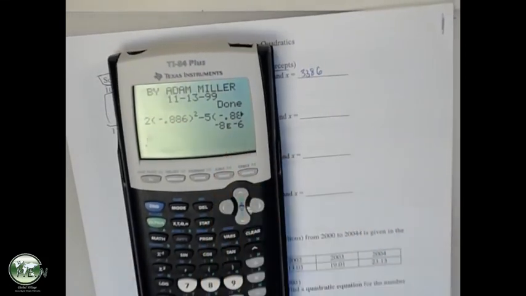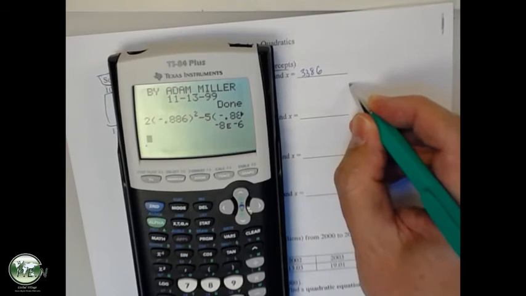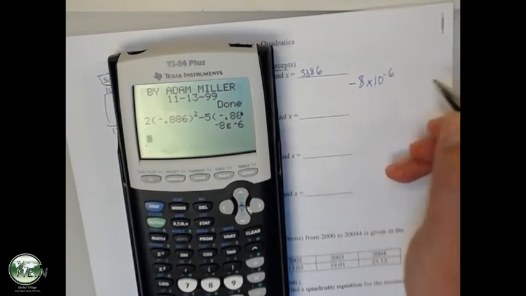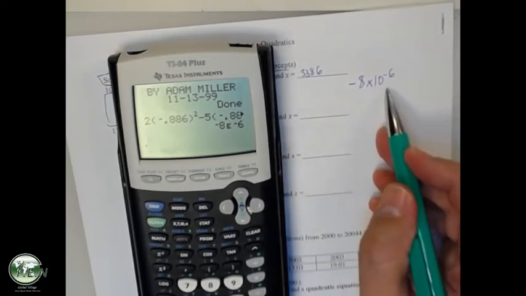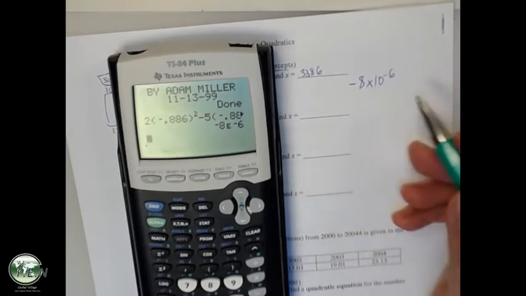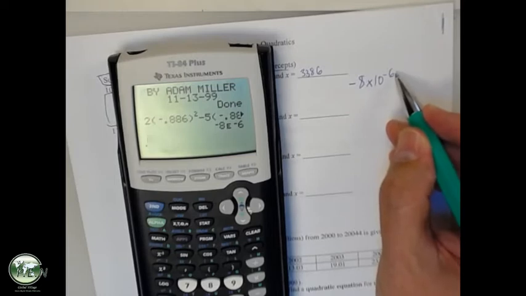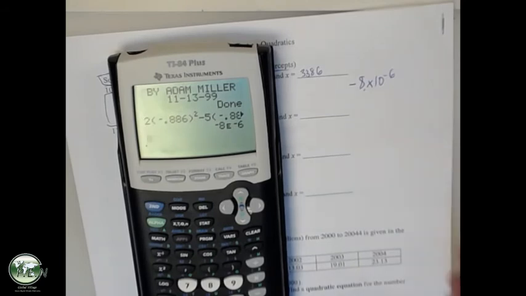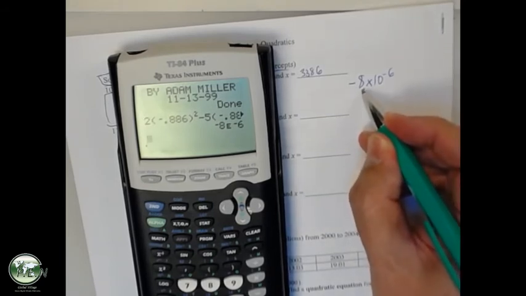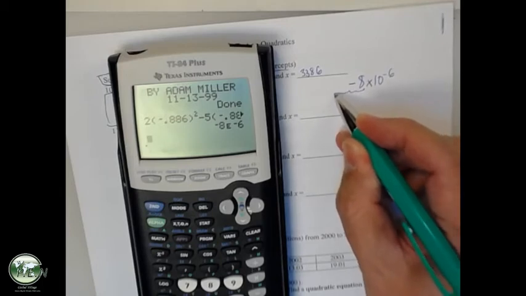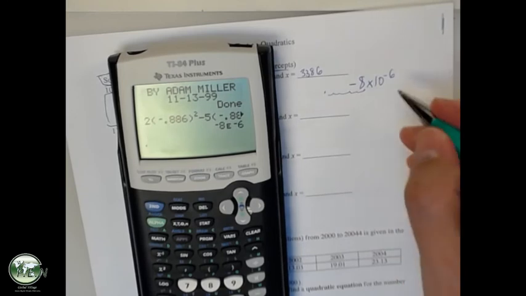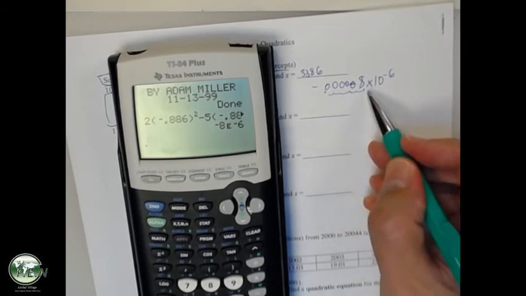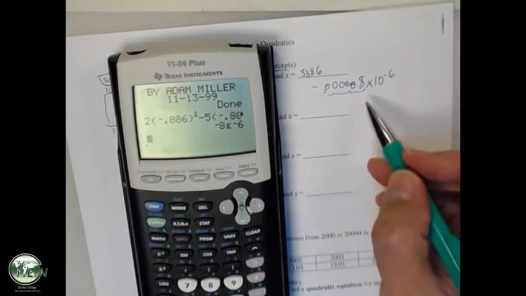What is that number? It's negative 8 e negative 6. That e means it's an exponent on 10 to the negative 6. This is called scientific notation. And so what does that negative 6 mean? Good. It means move the decimal over 6 places to the left: 1, 2, 3, 4, 5, 6. So this number is really negative 0.000008.